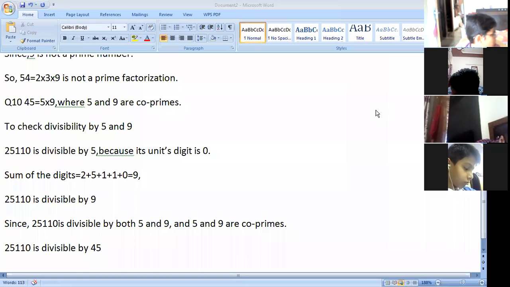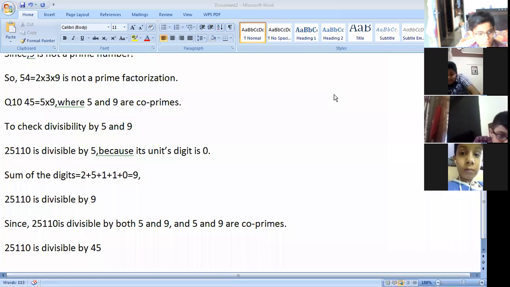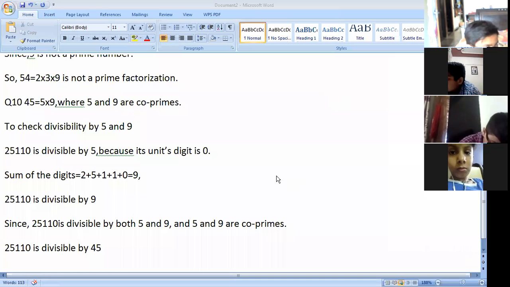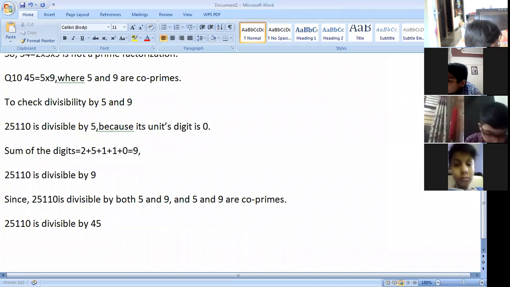You know that 2 and 3 give 6. That means a number which goes in the tables of 2 and 3 is divisible by 6 also. You know this rule. Now they are saying, if a number is divisible by 4 as well as 6, is it possible that it goes in the divisibility of 24 also? Yes or no?